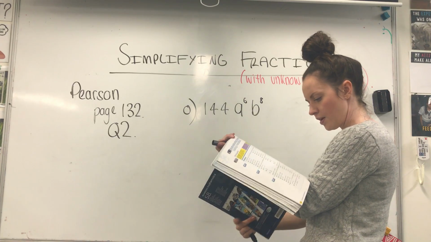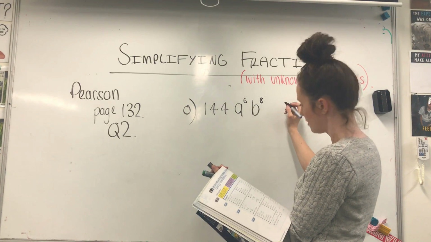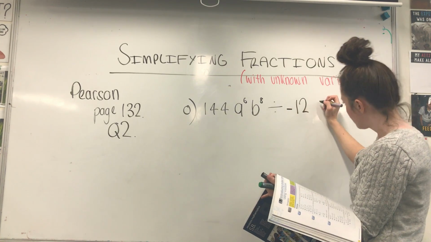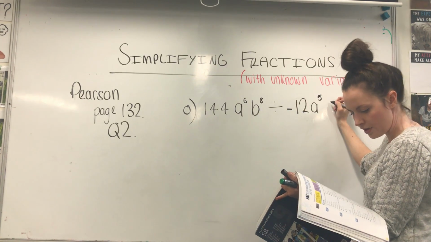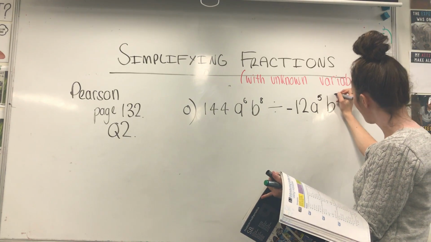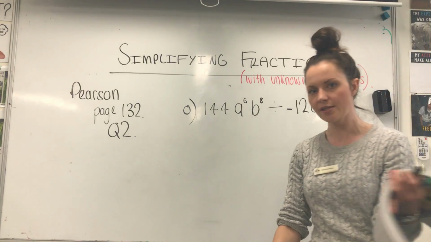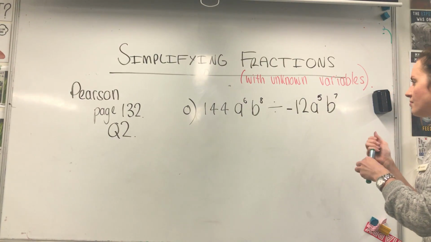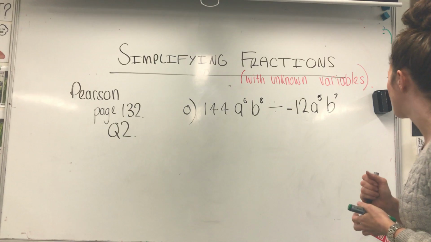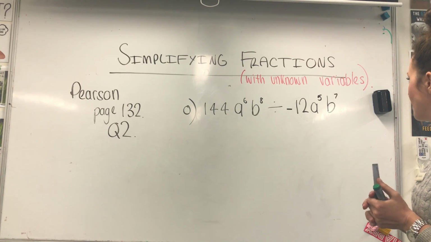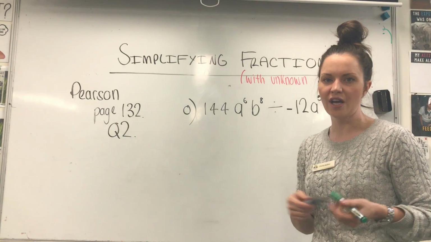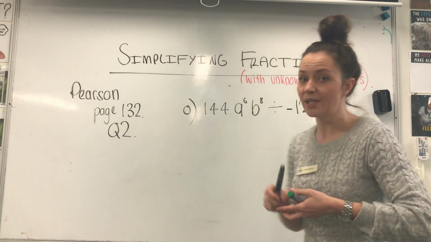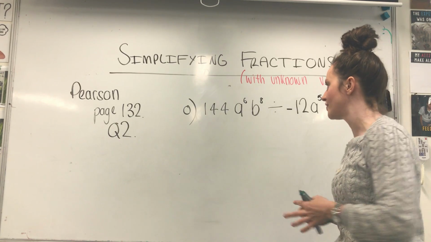So 144, a to the power of 6, b to the power of 8, divided by negative 12, a to the power of 5, b to the power of 7. Whoa, this is cray cray. That's okay. So once again, in order to solve this one, all we really need to do is to know how to divide numbers and also how to use index law 2. That's all we need to know. That's the only special maths we've got for this one.